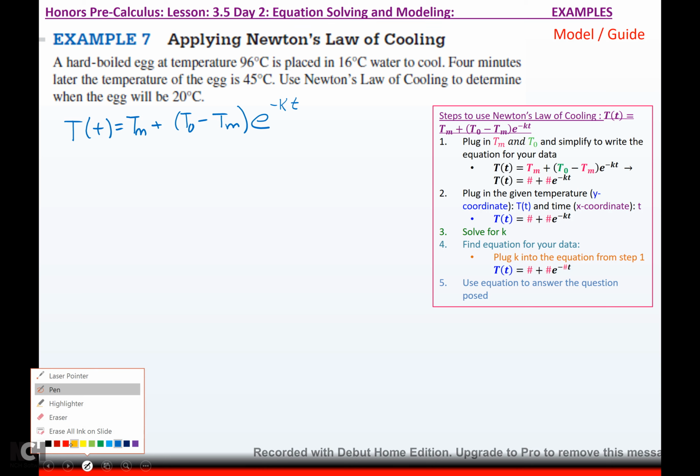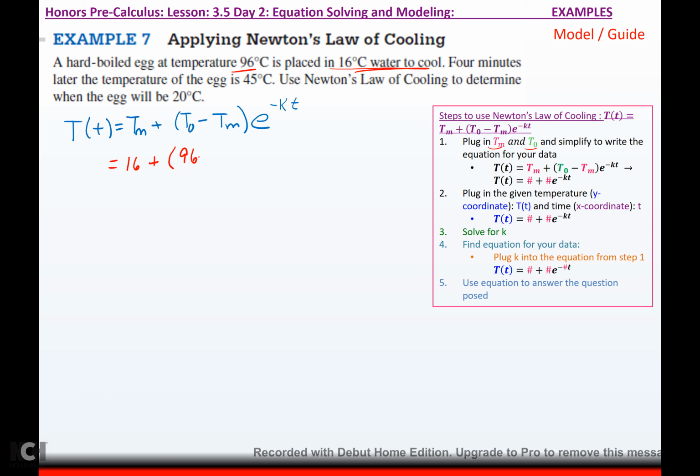So step 1 says plug in T sub m and T sub naught and simplify it down. So the temperature of the medium is 16 degrees because that's what you're going to place it in to cool. That's the medium that you're going to put the egg into to cool. So the temperature of the medium is 16. The initial temperature of the egg is 96. So minus 16, that's going to be e to the negative kt. So if I simplify that, 96 minus 16, I get 80. So far I have 16 plus 80e to the negative kt.